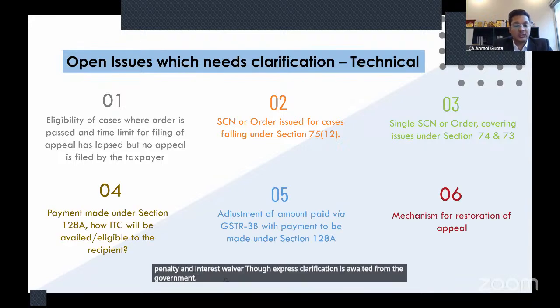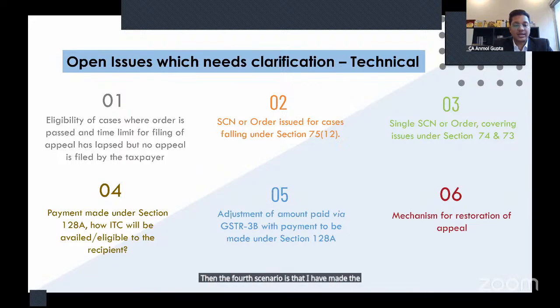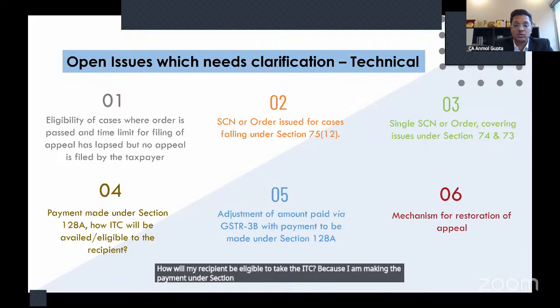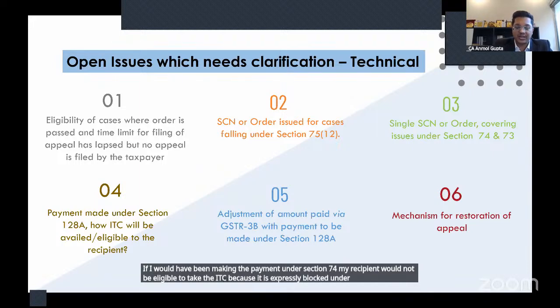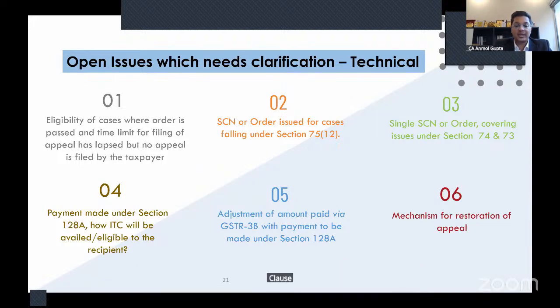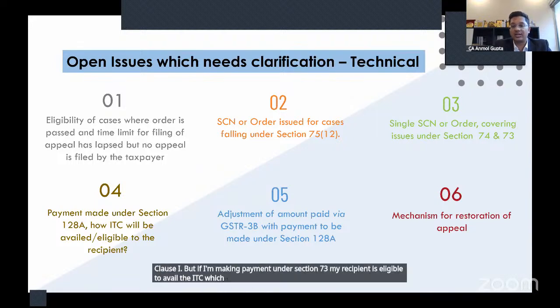Then the fourth scenario is that I have made the payment under section 128A. How will my recipient be eligible to take the ITC? Because I am making the payment under section 73 on issues which are under section 73. If I would have been making the payment under section 74, my recipient would not be eligible to take the ITC because it is expressly blocked under section 17(5)(i). But if I am making payment under section 73, my recipient is eligible to avail the ITC, which he might not have availed earlier because I did not make payment to the government exchequer. And section 16(2)(c) says that the supplier should have made the payment to the government exchequer if the recipient wants to avail the ITC.